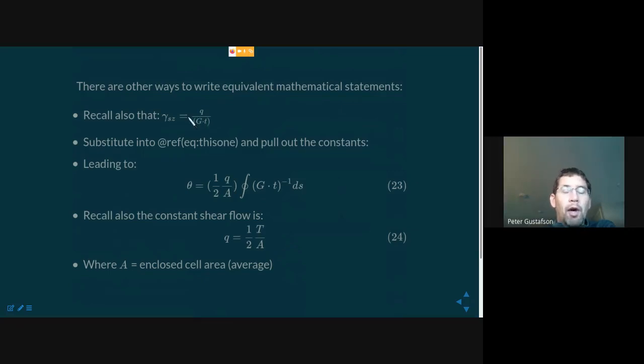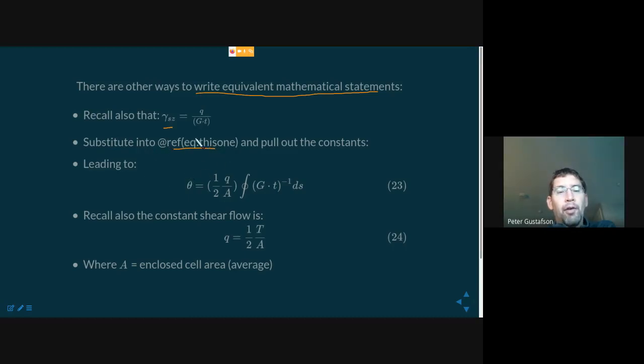Okay, so we've kind of got all the pieces together. Or I should say we have all the pieces of the puzzle. They're not entirely together yet. Now, what I mean by that is we can write a number of equivalent mathematical statements. So one of them will now be that the shear strain is equal to Q over GT. We've already determined that. We can substitute that in and pull out the constants.